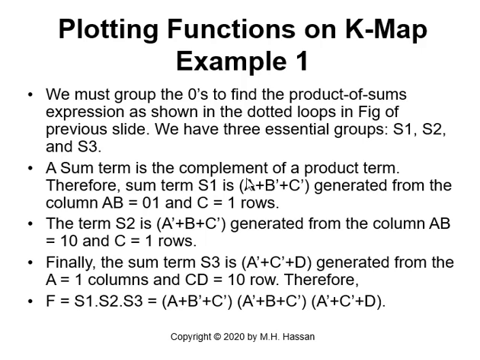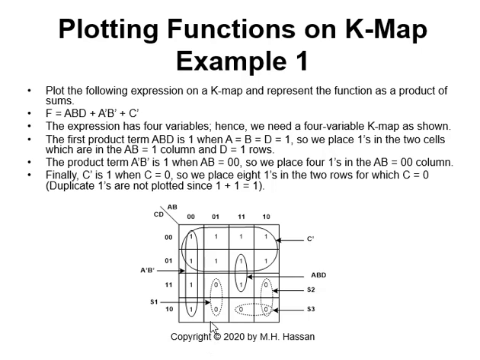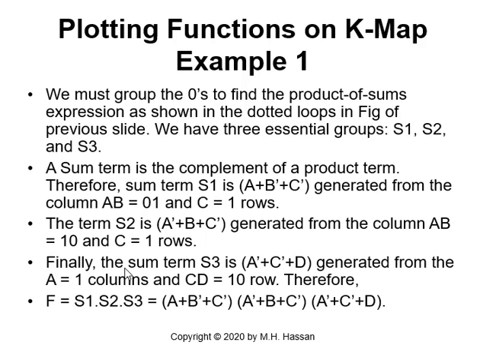The sum term is the complement of the product term, therefore the sum term S1. So if you look at the map again, what will S1 look like? I have here A is 0, so it is 0, so it will become A or B prime, and the 1 will cancel the 0 for the D, C prime. So S1 will be, as stated here, A or B prime or C prime, generated from column AB 01 and C 1 rows. We always take the complement when we deal with sum terms.